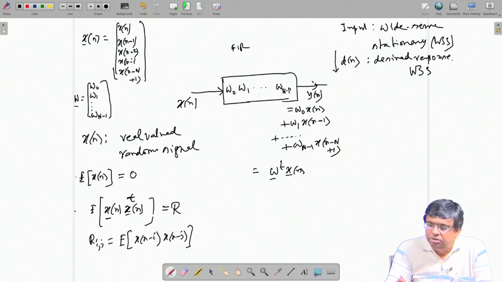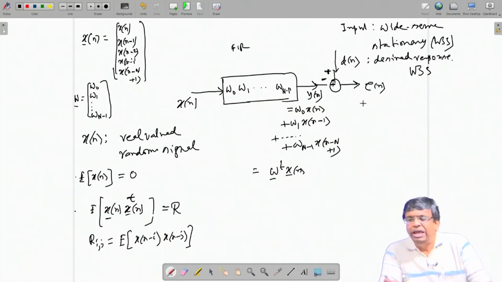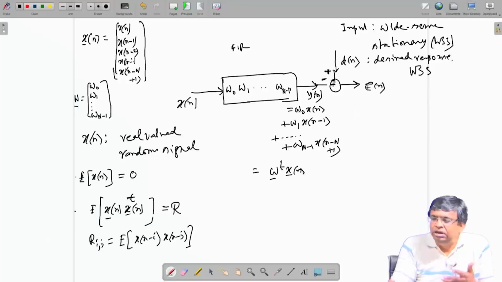During the training period, what I want is the best filter coefficients, that is, y n should be a very good estimate of d n. That means if I take the difference between them, this plus and this minus, that is the error, e n. So e n is a random sequence also, because if x n is random, y n is random, d n is random, so e n is random.